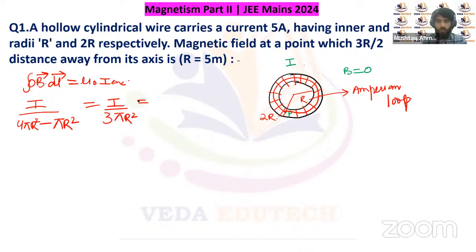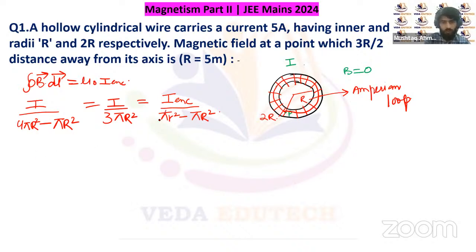So the current enclosed within this Amperian loop will be equal to the current density times the enclosed area. Now we know that for this Amperian loop, in this inner area there will be no current enclosed. The current will be enclosed only in this portion, that is pi r squared minus pi capital R squared. So this will be the value of current density, and it has to be constant.